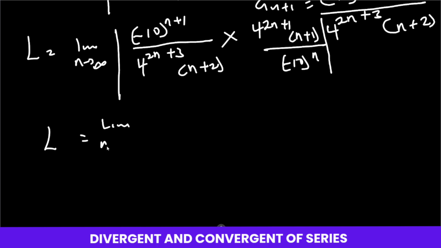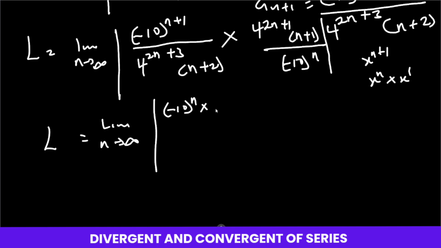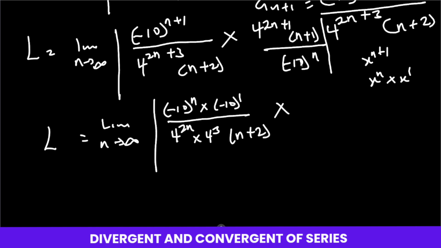The limit as n approaches infinity of the function. Now if you have, let's say, s^(n+1), this can be written as s^n times s^1, according to indices. So basically I'm going to expand what I have here. This is the same as (-10)^n multiplied by (-10)^1, all divided by, this one can also be done the same way. That will give us 4^(2n) times 4^3, all multiplied by (n+1)^2. So we reciprocate what we have here.